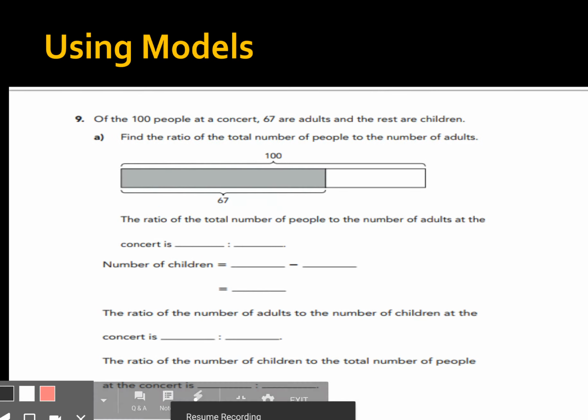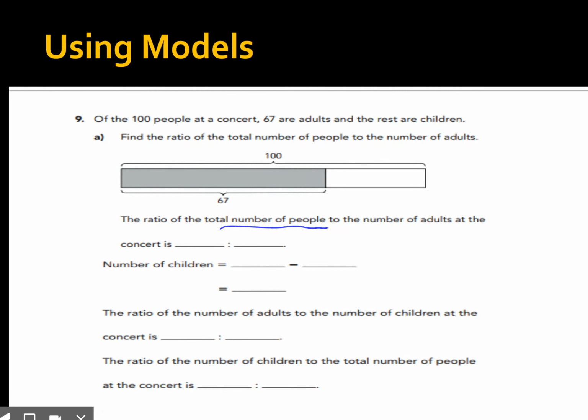All right, so number 9, it says of 100 people at the concert, 67 are adults and the rest are children. So first we need to find the ratio of the total number of people to the number of adults. So the total number of people, they told us right here is 100. And then they said to the number of adults, again, information they already gave us. So the ratio of the total number of people to the total number of adults is 100 to 67.